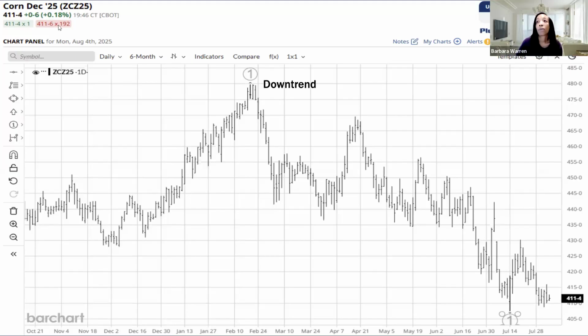Okay, so this is corn, December 25. We see the top formation, it's in a downtrend. If you look here, I just notated the number ones, the highest price on the chart. You see the half moon down here, the lowest price on the chart. If you take this number, which is right at 480, and add it to this number right here, which is maybe 407, 408, you add those two numbers together and you divide it.